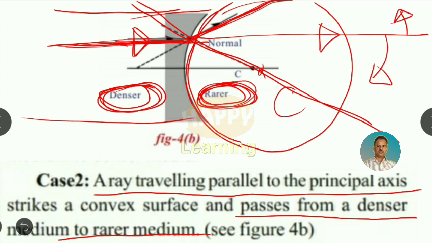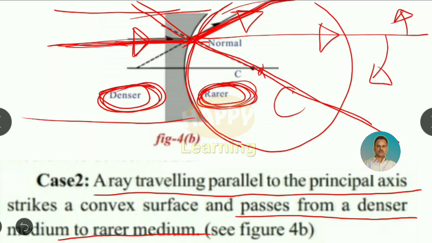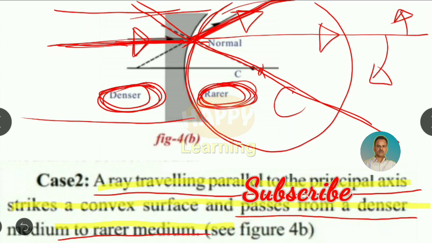So, a ray traveling parallel to the principal axis strikes the convex surface and passes from denser medium to rarer medium. It bends away from the normal. Okay, right. Let us move to the next diagram.